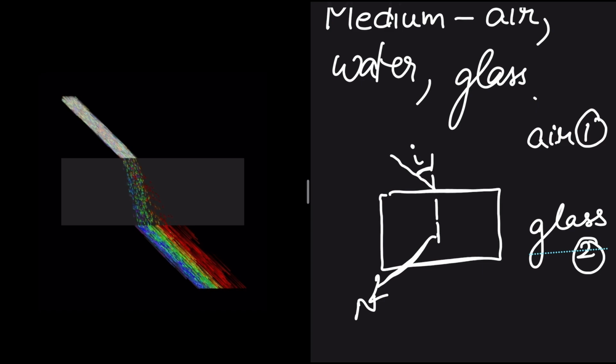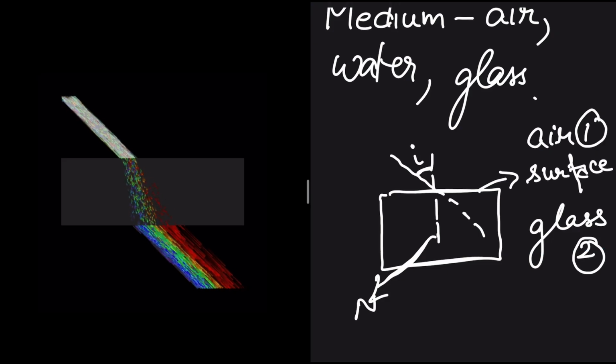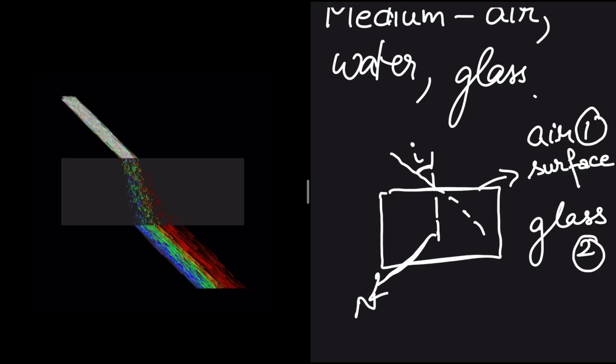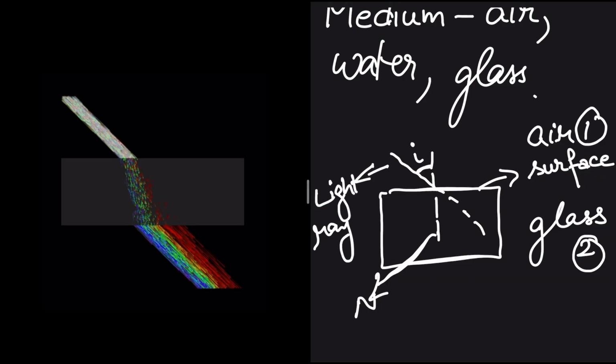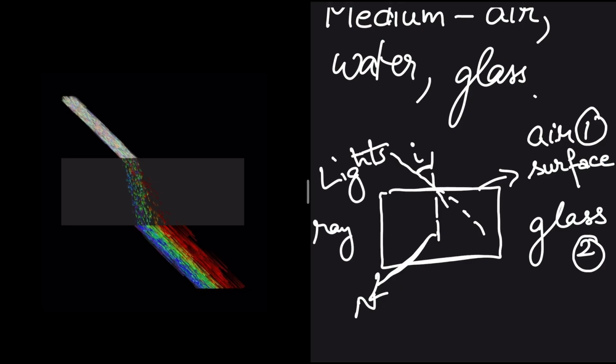Then these light rays will not go straight. As it is going in medium 1, air, it will bend at the surface which is separating the two media. Which two media is it separating? Air and glass. Clear, students? So how will this light ray bend? It will bend towards the normal. This angle is called the angle of refraction.